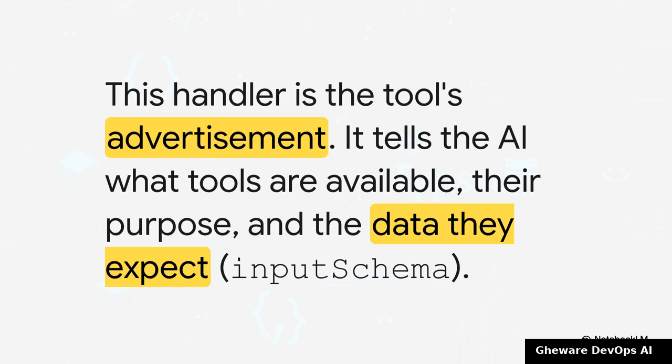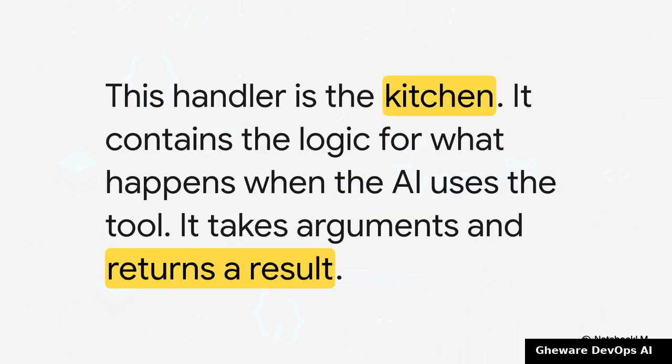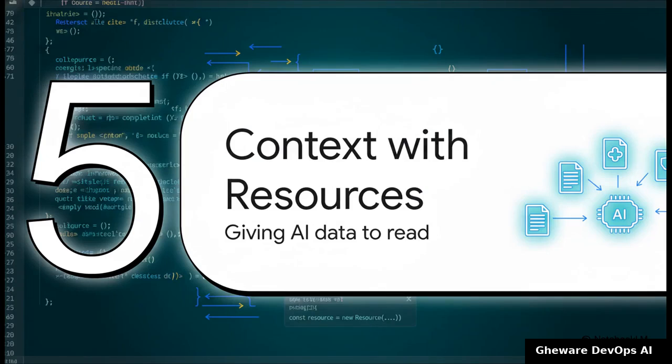the tool properly. And if tools/list is the menu, then tools/call is the kitchen. This is where the magic happens. When the AI actually decides to use our tool, this is the code that runs. It grabs the arguments it was sent, the name and style, runs our simple logic to put together a greeting string, and then sends the final result right back. Simple as that. Awesome. Our AI can now do stuff.